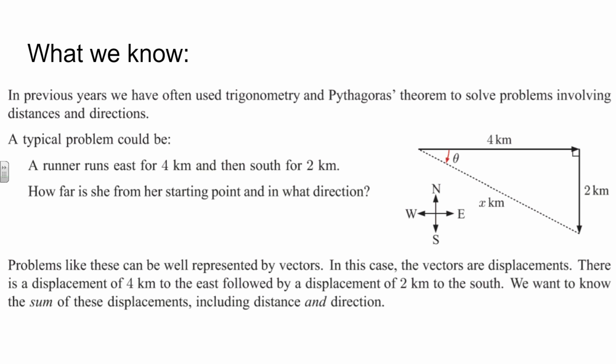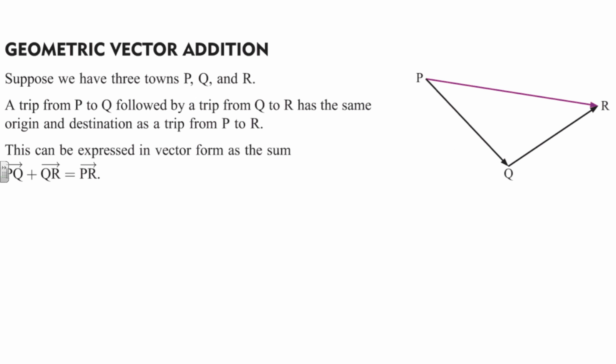So what do we already know? We already know that if we're talking about traveling, say, 4 kilometers east and then 2 kilometers south, we could find how far we are from our original location. We could use the Pythagorean theorem to do that. We could also find at what angle we are traveling, just using SOHCAHTOA, simple right triangle trig, in order to find that. We already know these things here.